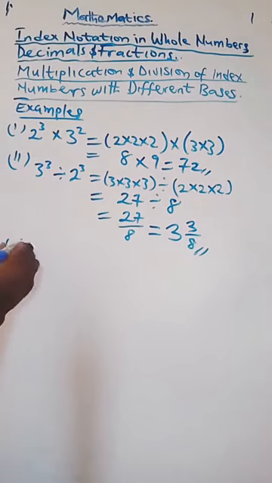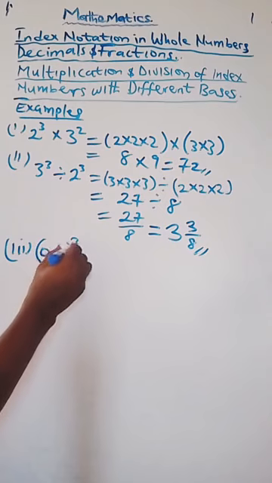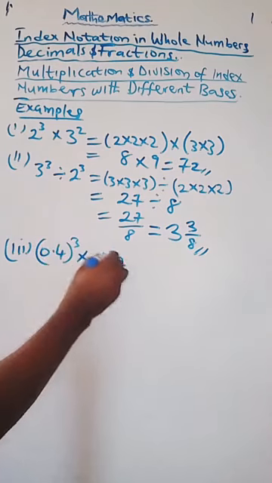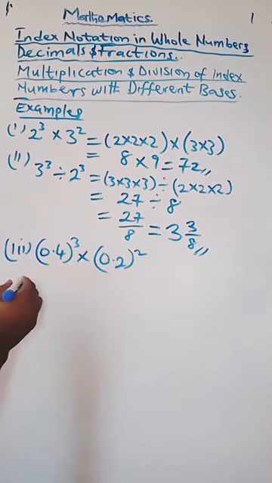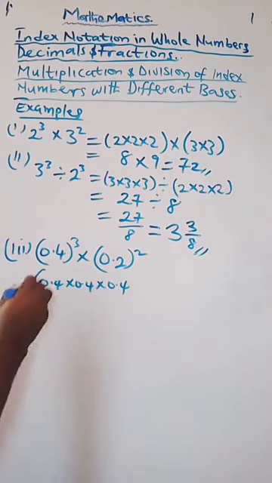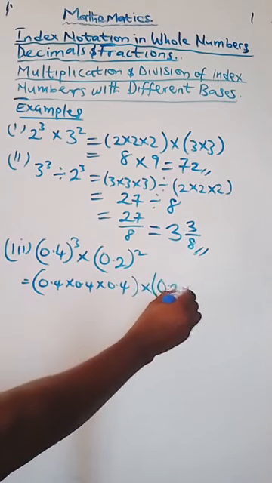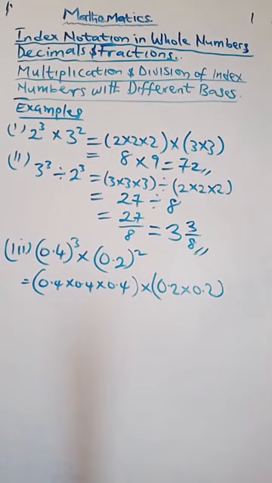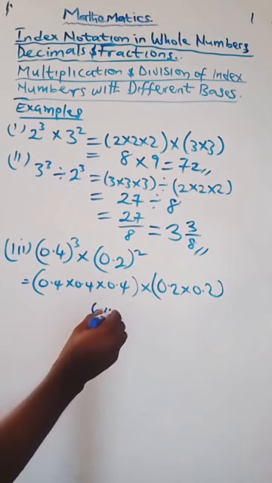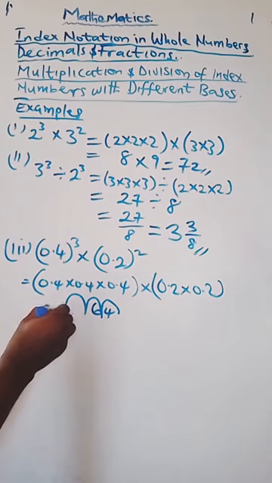Let's say you have 0.4 raised to power 3 times 0.2 raised to power 2. Let's expand it. This is 0.4 times 0.4 times 0.4, right? Times 0.2 times 0.2. So let's use our multiplication style. Let's remove all the decimal first. This is 4 times 4, 16. 16 times 4, 64. Right? The decimal is there. We are going to take it 3 places back. 1, 2, 3.